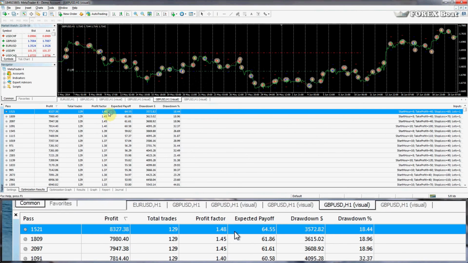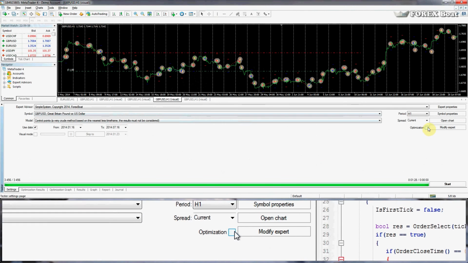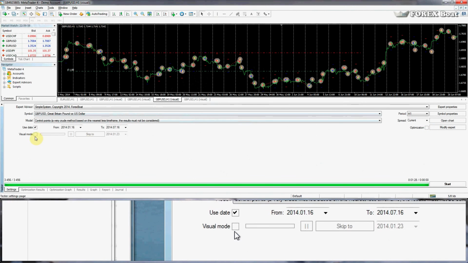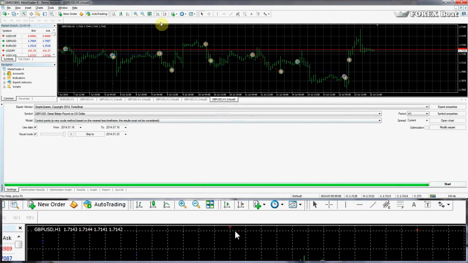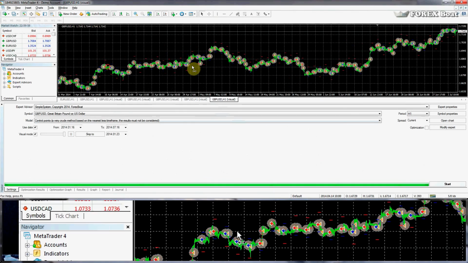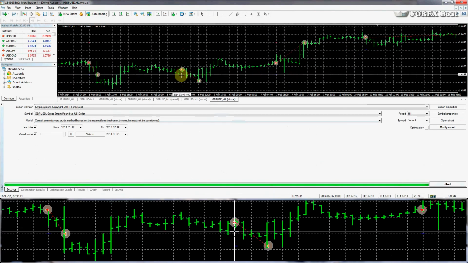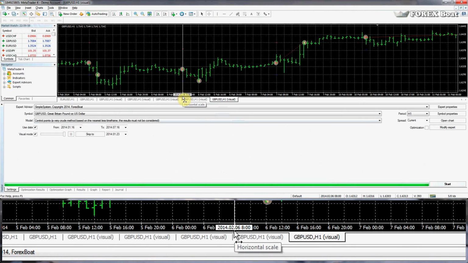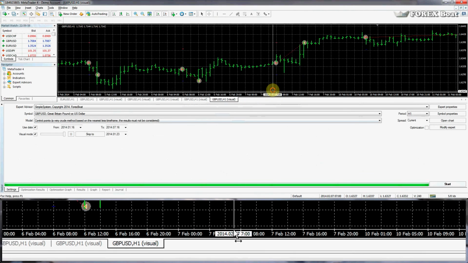And let's see how this goes. So right click, click set input parameters. The optimization automatically comes off. You switch visual mode back on, and then you click start. And there you go. So that is your best set of parameters. You can't really tell much from here, but you can see, I'll go down in the magnifier, that the trades are being opened at 8 o'clock, which is correct.